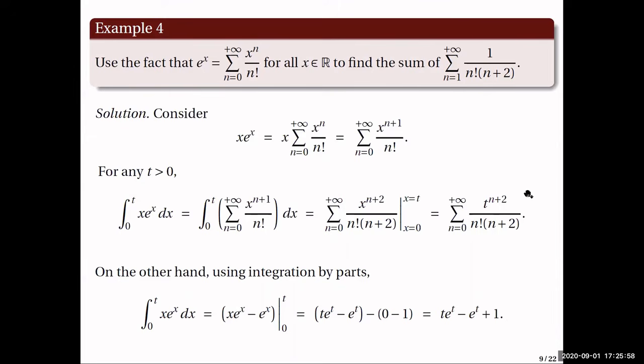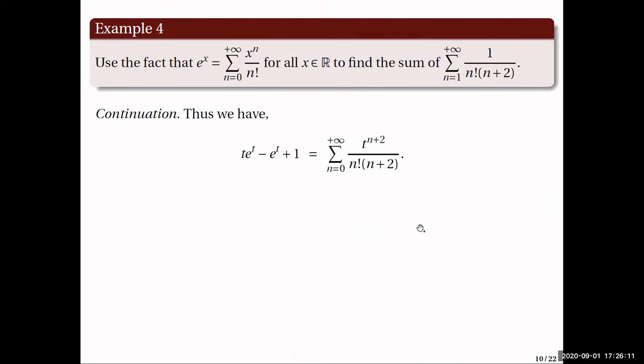Since this summation is equal to the definite integral of x e to the x dx from 0 to t, which is also equal to this expression, then we can equate the two expressions as follows. Okay, so as I mentioned earlier, let's now take t equals 1. Doing so, we will get 0 minus 0 plus 1 on the left-hand side and summation from n equals 1 to infinity of 1 over n factorial times n plus 2 on the right-hand side.